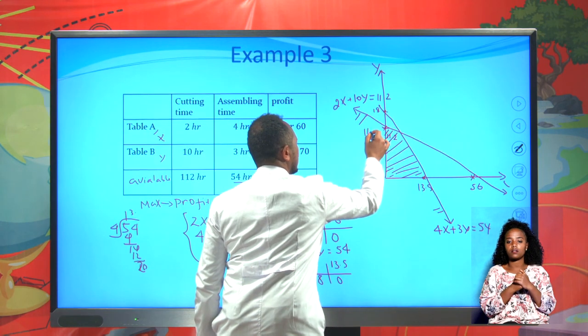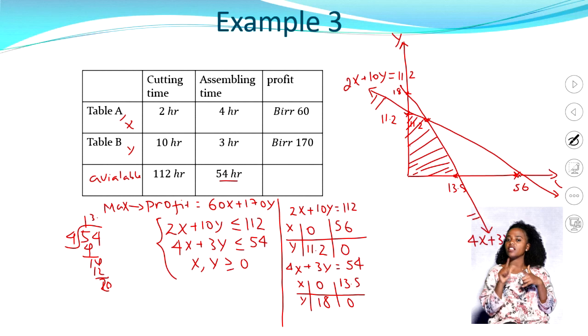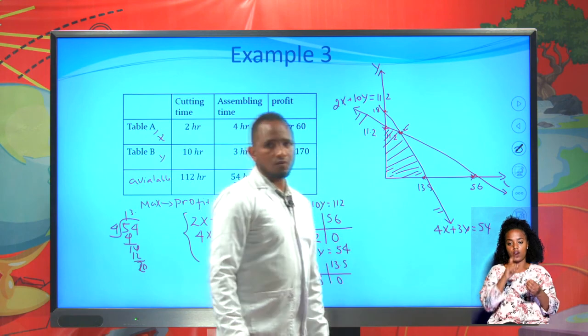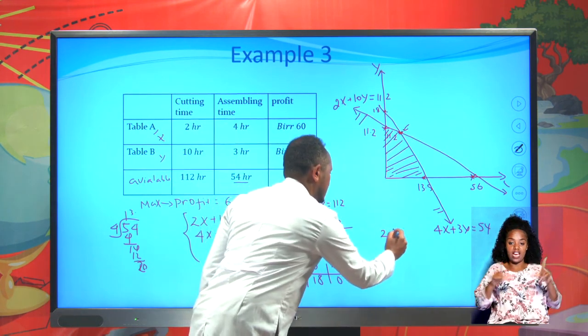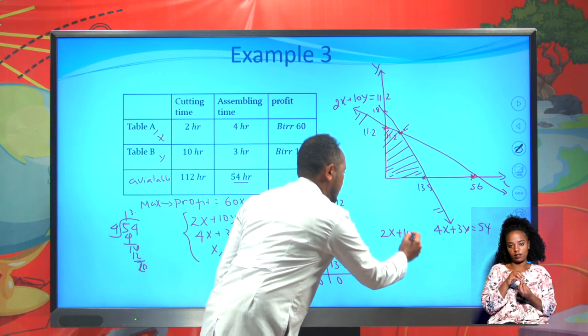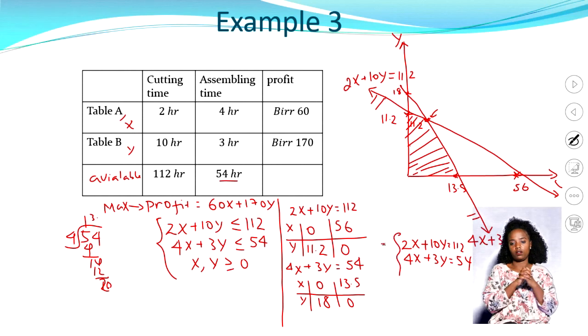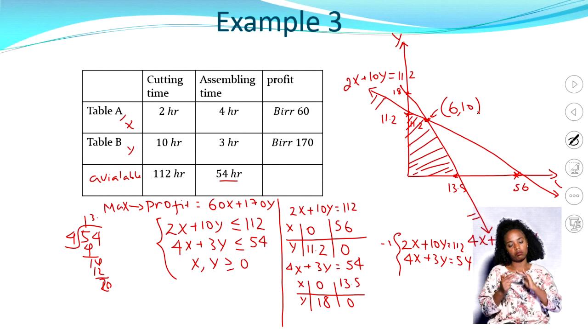This one is 11.2. Let's find the intersection corner point. This intersection corner point is obtained by solving the two lines simultaneously: 2x plus 10y is equal to 112 and 4x plus 3y is equal to 54. Multiply by 2, and solve this, you get x to be 6 and y to be 10. So, the corner point is 6, 10.